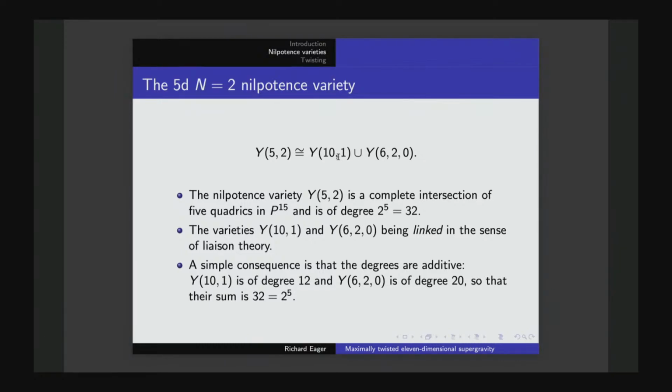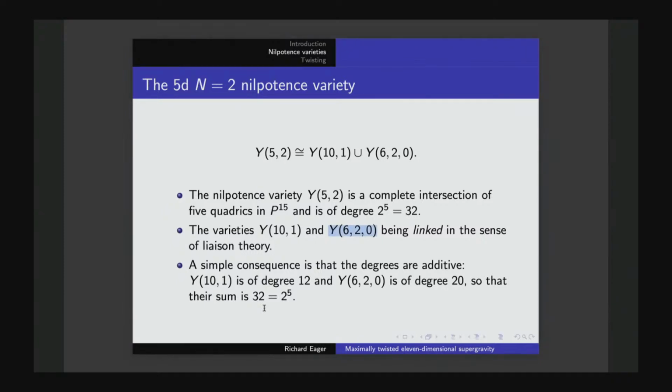They're the 10D N=1 nilpotence variety and the 6D N=2 nilpotence variety. These also have an interesting geometric interpretation of being linked in the sense of liaison theory. A simple consequence is that the degrees of these algebraic varieties are additive. The pure spinor variety is degree 12, and the 6D N=2 variety is degree 20, and so they add up to 32.